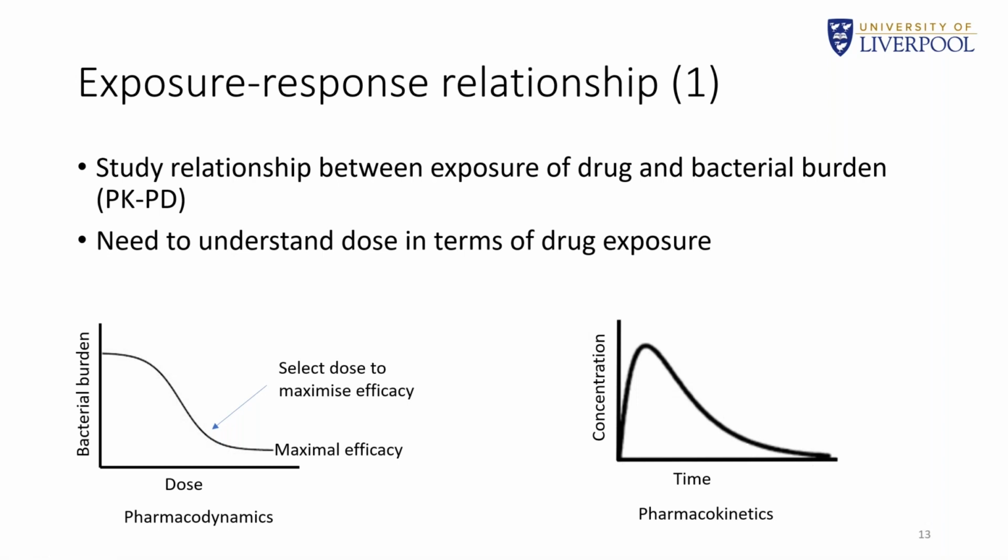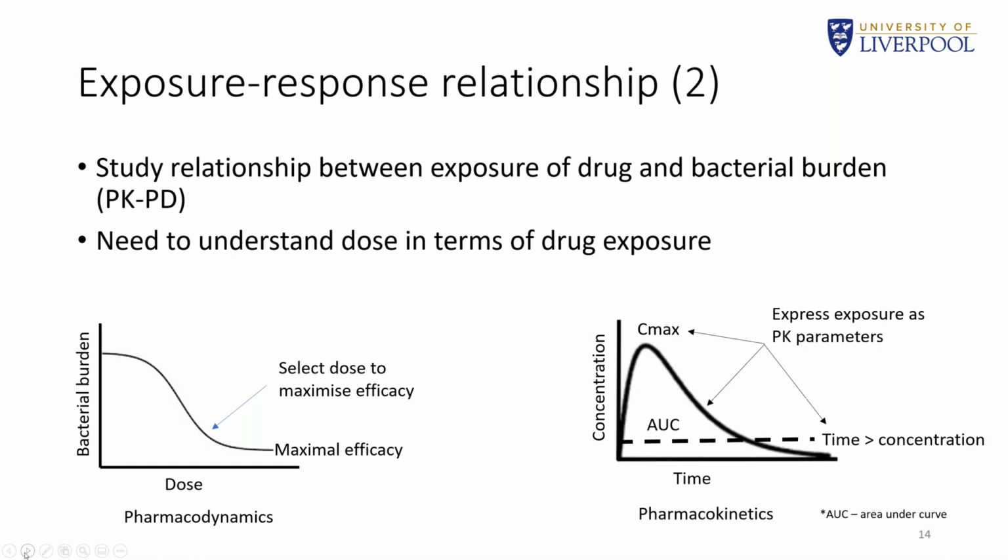However, we can't translate this dose directly from a mouse, which is dosed in mg/kg, to a human, because we know that the way the drug is handled in the mouse is going to be very different from human. So what we want to do is understand this dose in terms of drug exposure. For each dose, we can generate a concentration time profile, so we can describe the pharmacokinetics of the dose. However, what we want to do is translate all of this concentration time profile into a parameter that we can easily use to set a target.